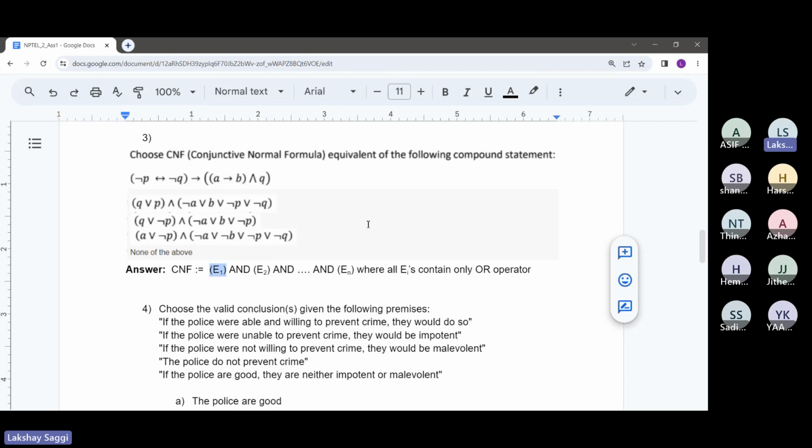A CNF form will be something like, in my notation of plus and multiplication, P plus Q times Q plus R times R plus P and so on. So the idea of this form is to separate out the ands from the ors. The higher level expressions are separated by ands, and these expressions in themselves are separated by ors. This is the idea behind conjunctive normal form.